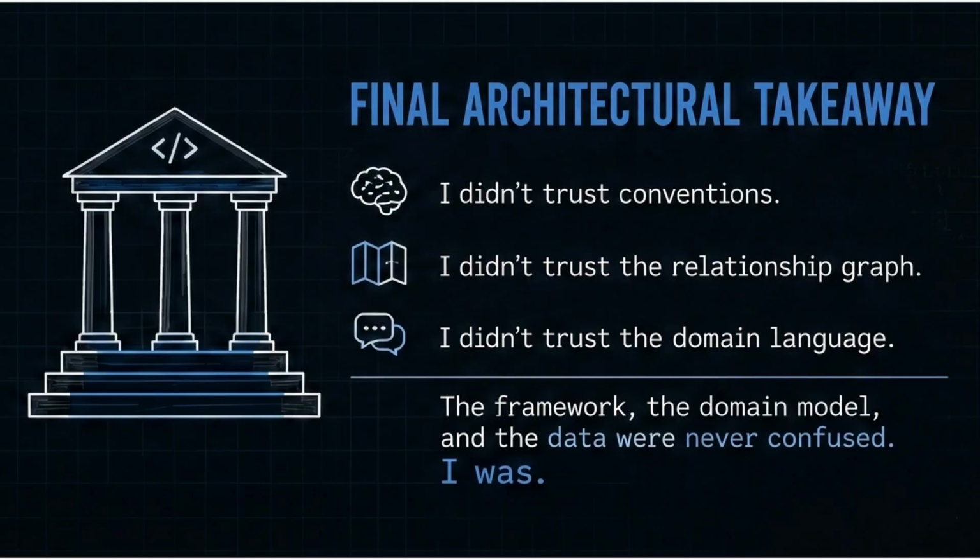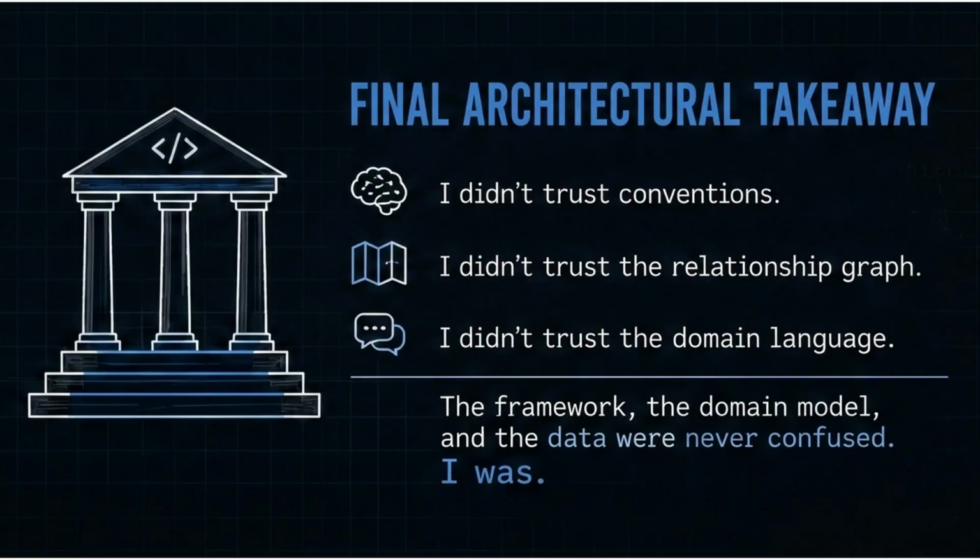Looking back, none of these bugs were really relationship bugs. They were communication bugs. In bug 1, I didn't trust Laravel's conventions. In bug 2, I didn't trust the relationship graph. And in bug 3, I didn't trust the domain language. The framework already knew what it was doing. The domain model already knew what it was doing. But I was the one who kept on adding complexity where clarity already existed.